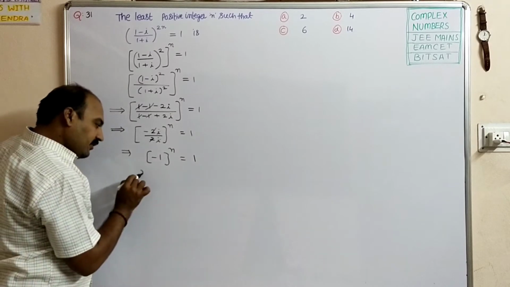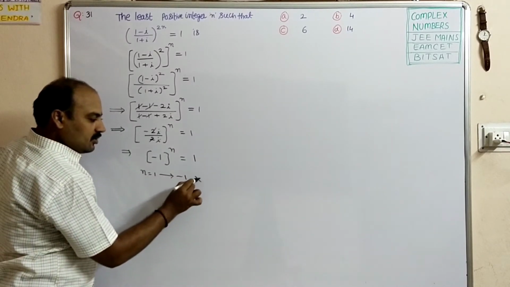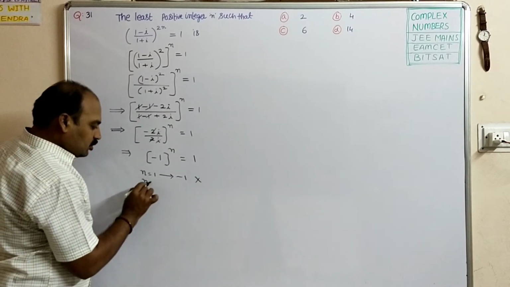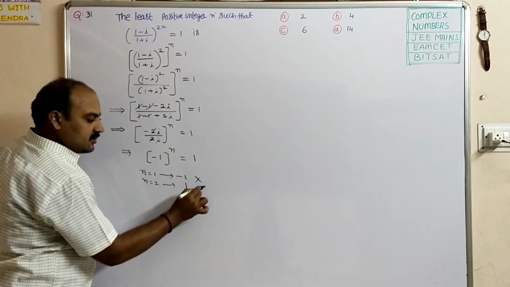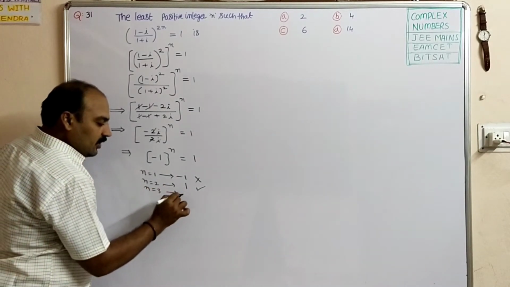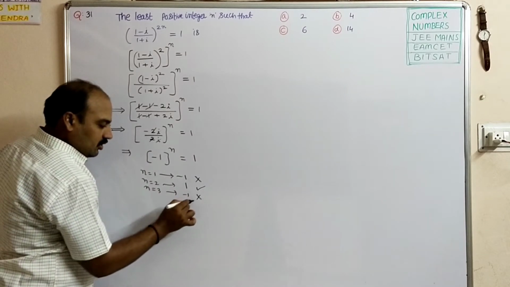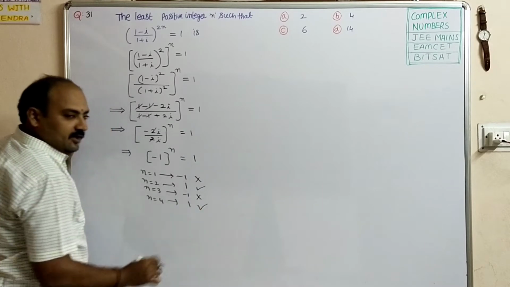Now we will check the values. If you take n equal to 1, it will become minus 1. It is not correct. n equal to 2: if you take (minus 1) whole square, that value is equal to 1. This is right. n equal to 3: that value is again minus 1. It is not correct. n equal to 4: you get plus 1. This is also correct.